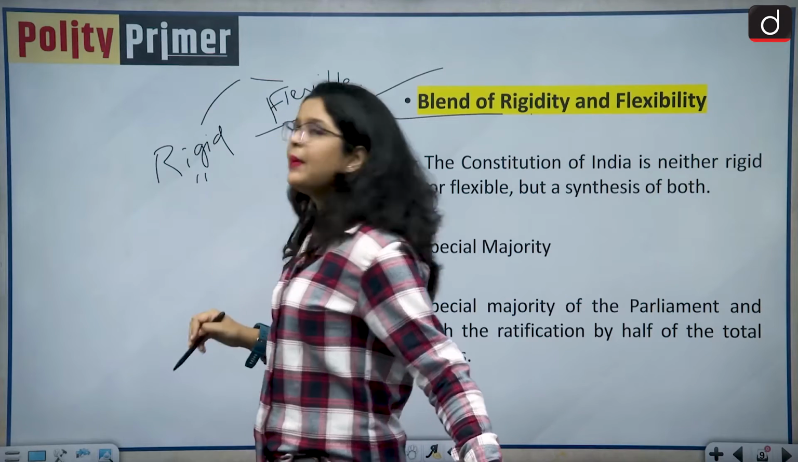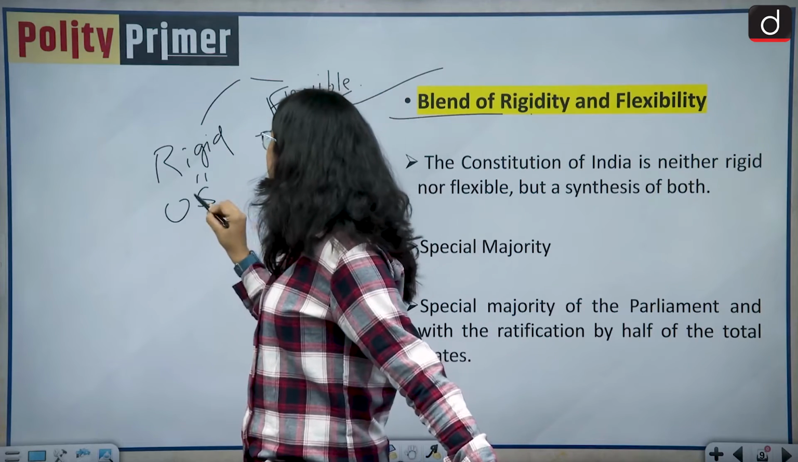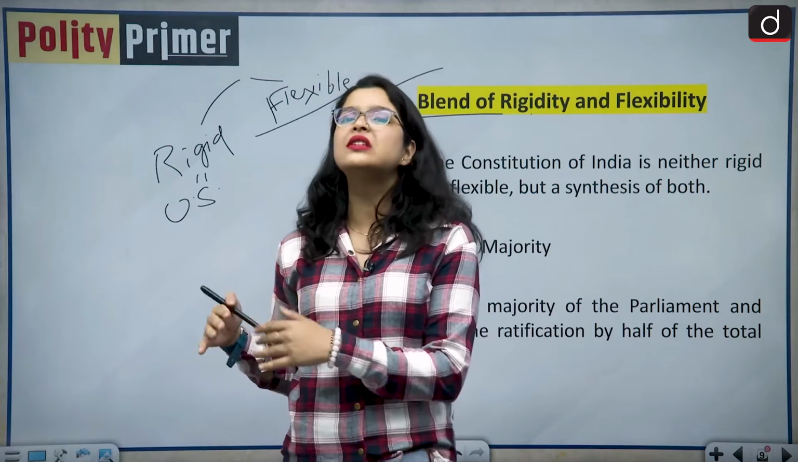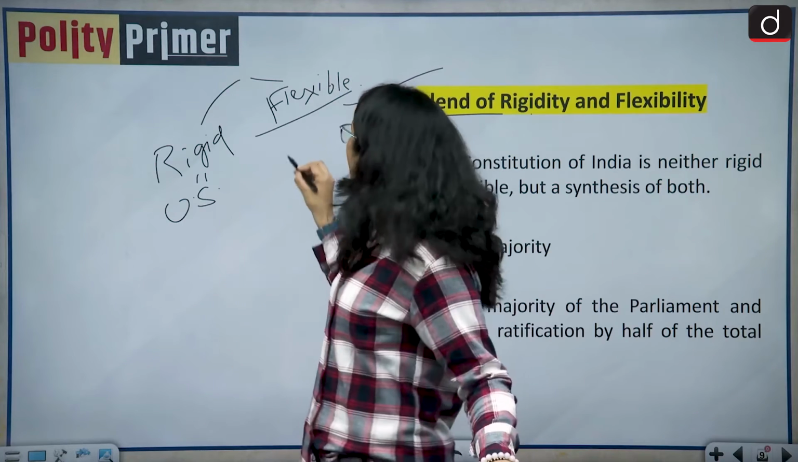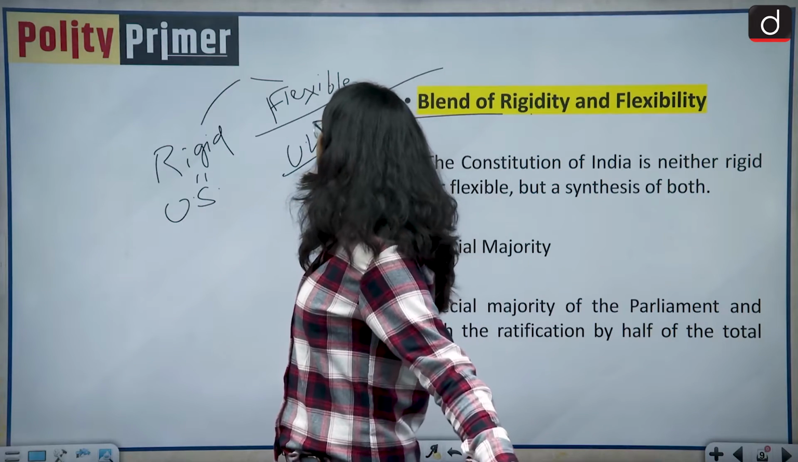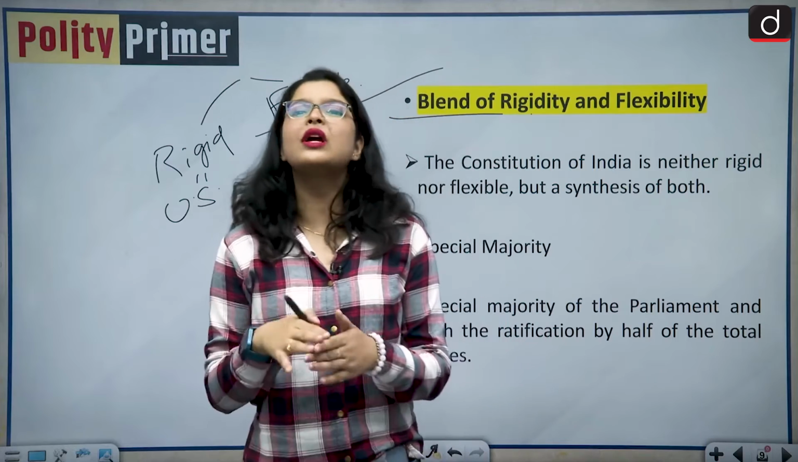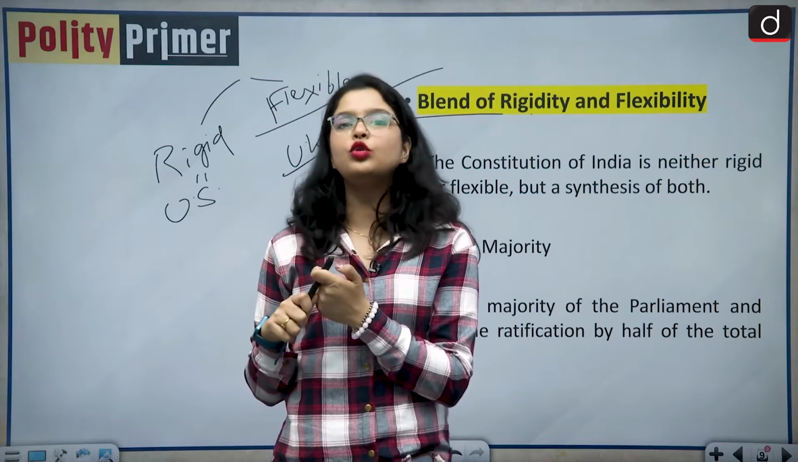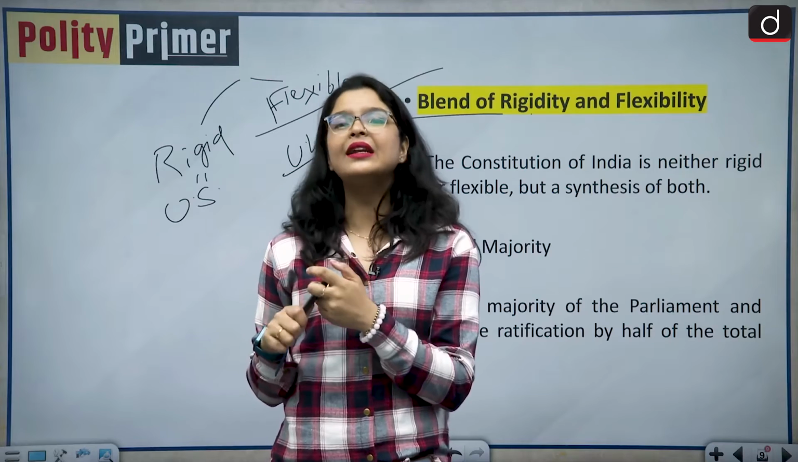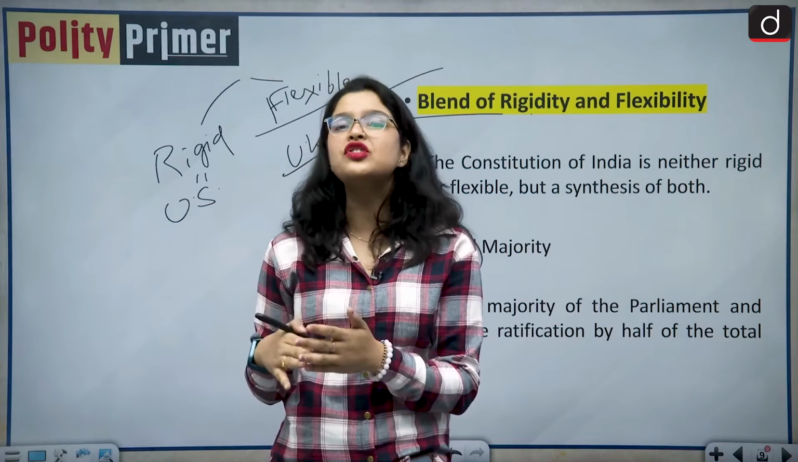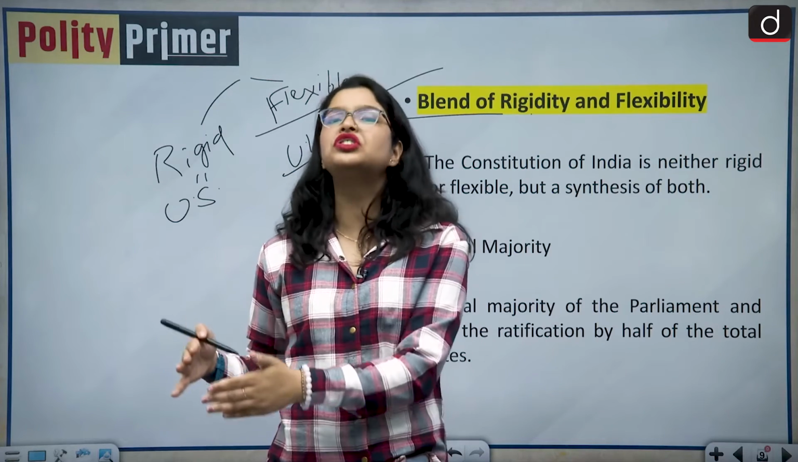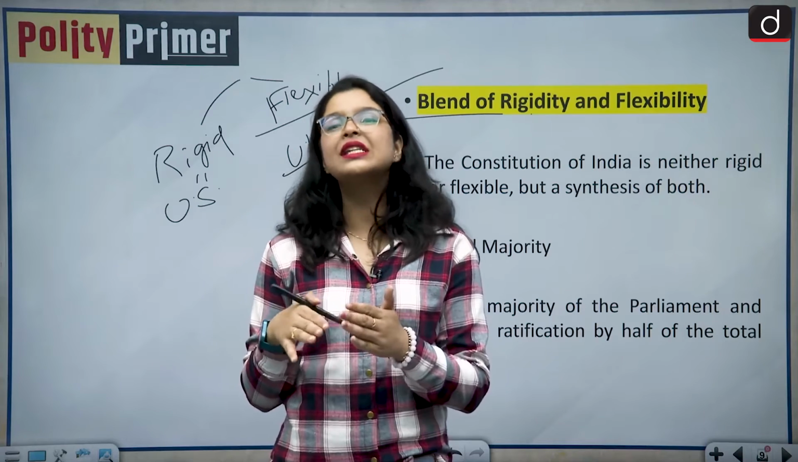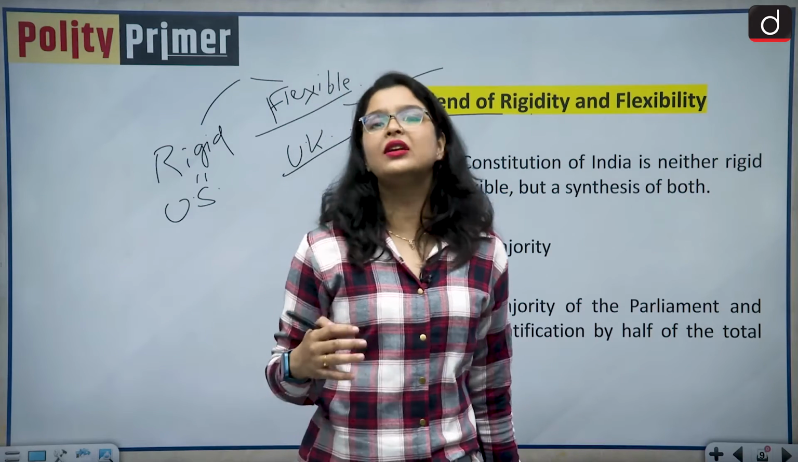For example, the US constitution is very rigid. It is almost impossible to amend or bring changes in the US constitution. On the other hand, the UK constitution is very flexible in nature. Firstly, due to its unwritten nature. Secondly, it is largely dependent on conventions, on judicial precedents, on judicial decisions. And that is why the provisions of the UK constitution can be amended as ordinary laws.